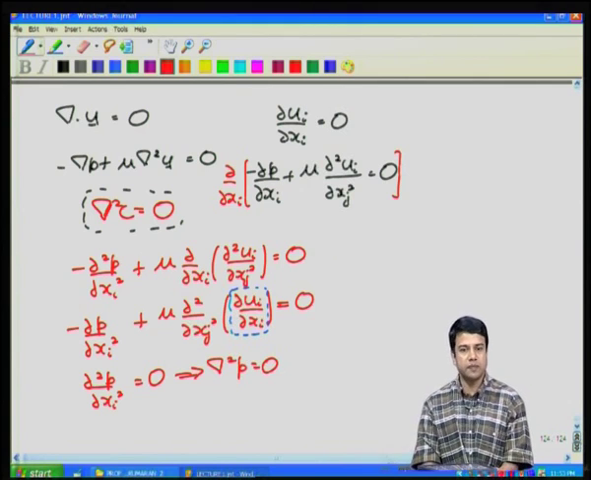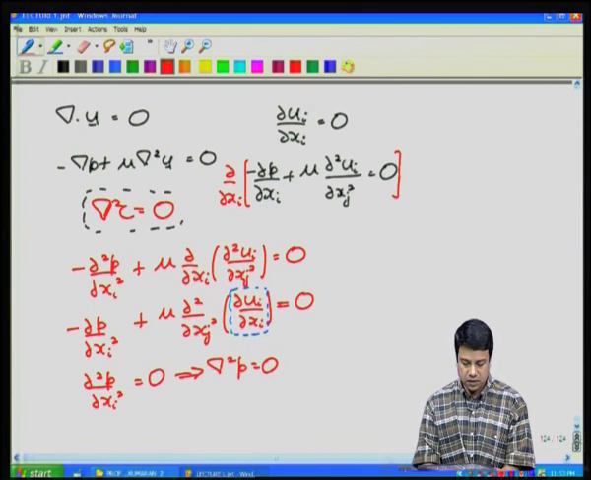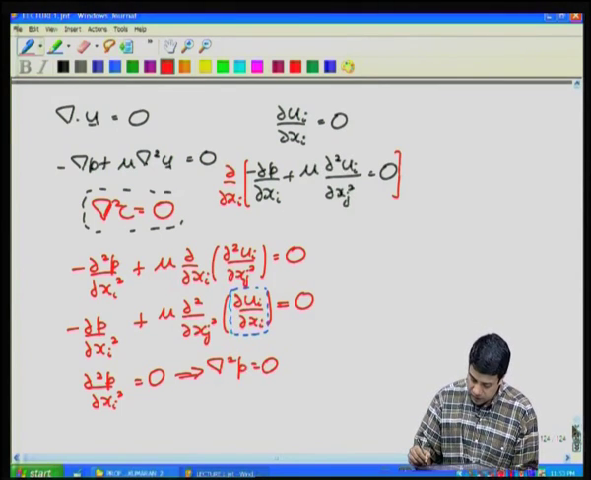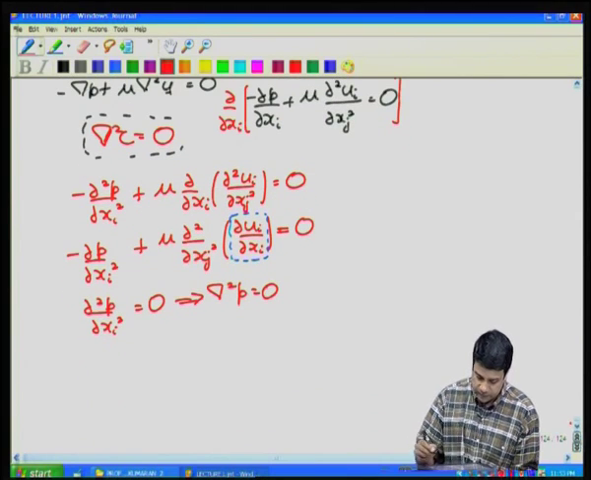So, this del square p is equal to 0 can be used to solve for the pressure subject to appropriate boundary conditions. Then how do you solve for the velocity field? The way the velocity field is solved is to go back to the original equation.